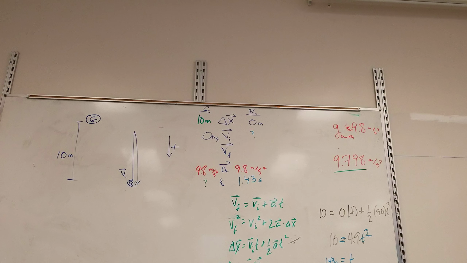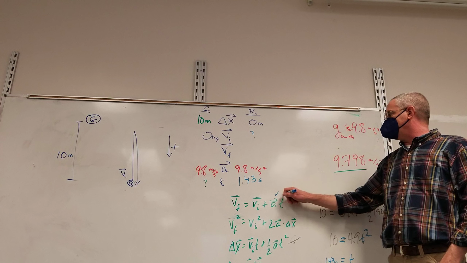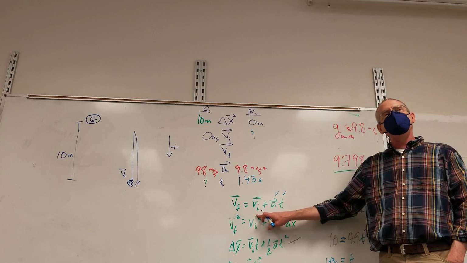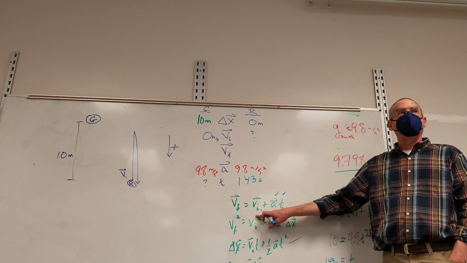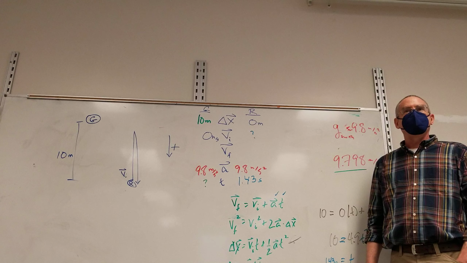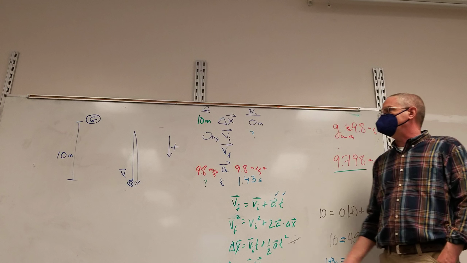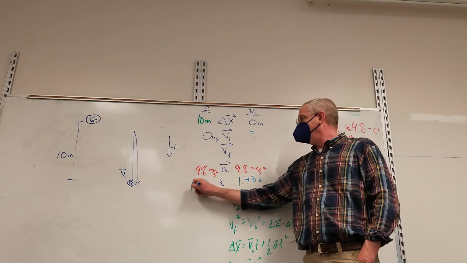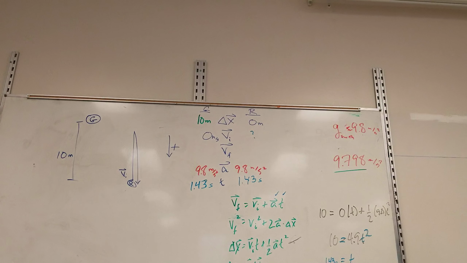Which equation do we use? So I know acceleration, I know time. I don't know VF or VI. It is possible to use this one if you know the trick there. Yes? Shouldn't the 1.43 be on the green ball, not the red? It's on both. They're both in the air for the same amount of time. Yeah, never mind.